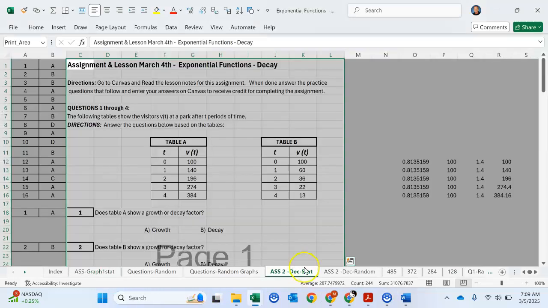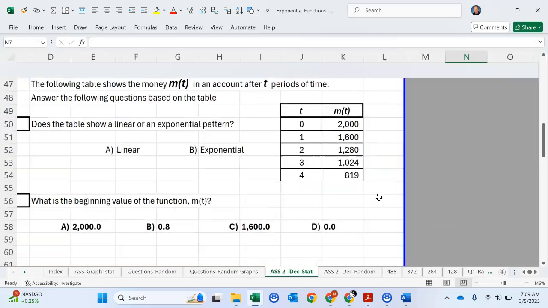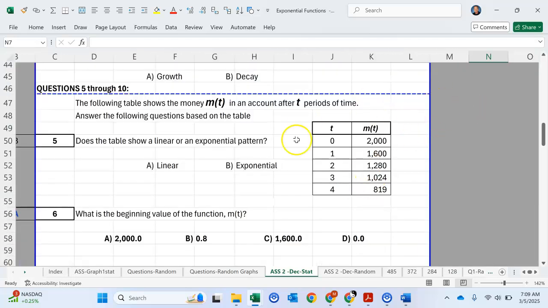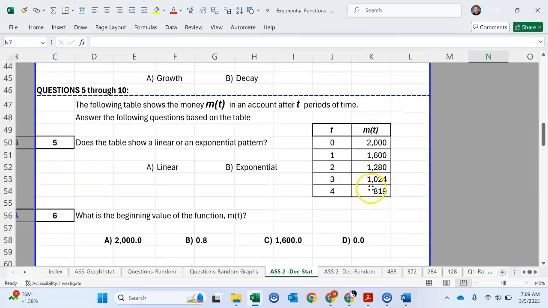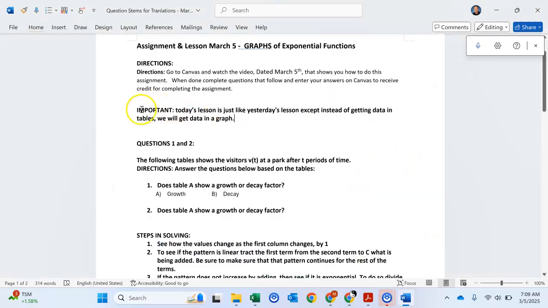So, what we did before is we got data in a table, right? And we could answer the questions using that information. So I want you to read this and translate it if you don't understand it. Make sure to translate that, okay?